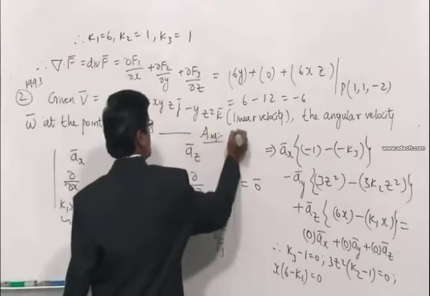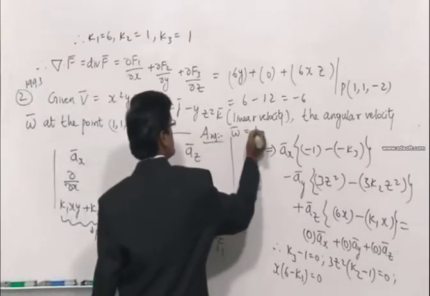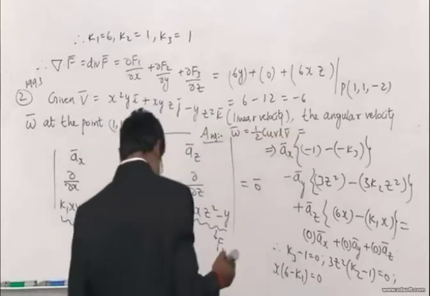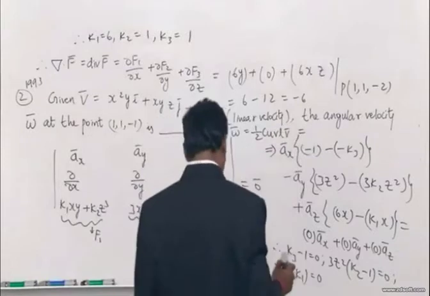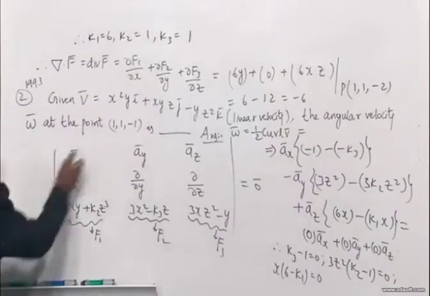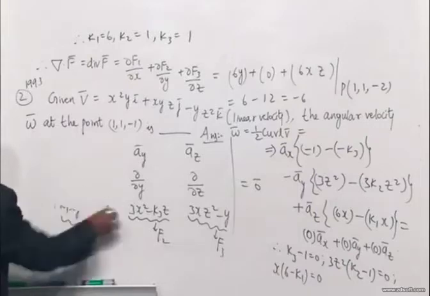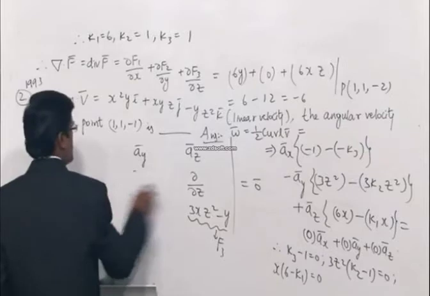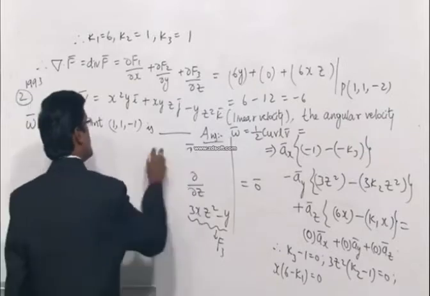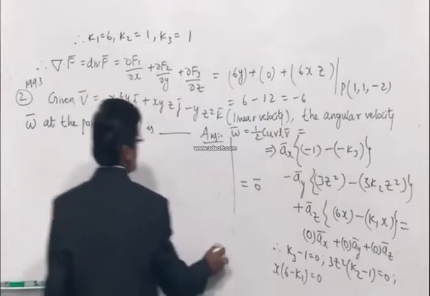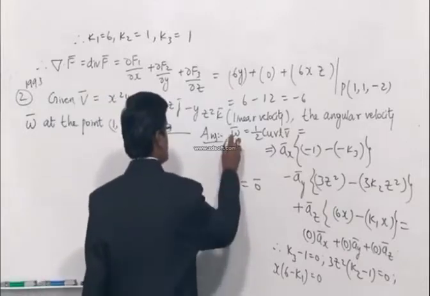Answer, what is the procedure given? Omega bar is equal to half times curl V bar is equal to, that is the hint. I didn't give the answer, you just calculate. I have shown you already in the previous problem curl. In the same way, your first row is i bar, j bar, k bar, second row dou by dou x, dou by dou y, dou by dou z, third row i bar, j bar, k bar coefficients in the given vector V bar.